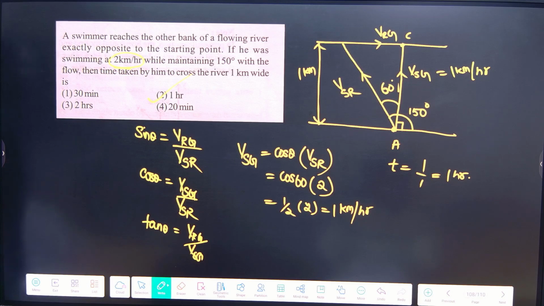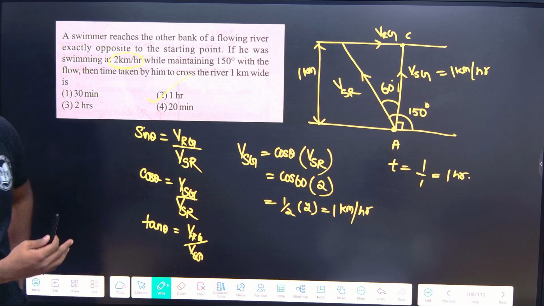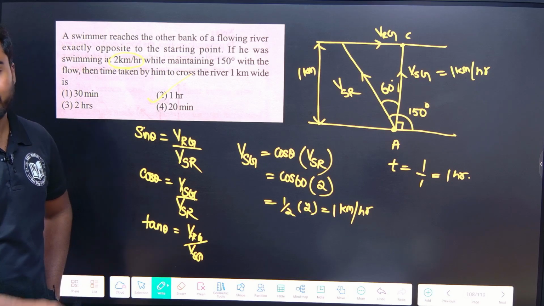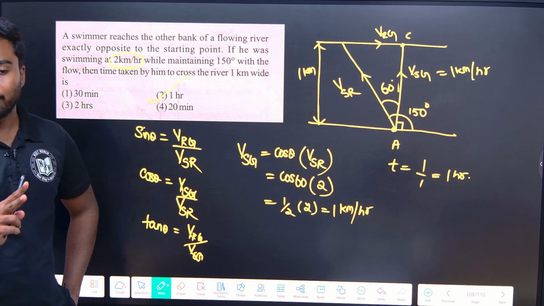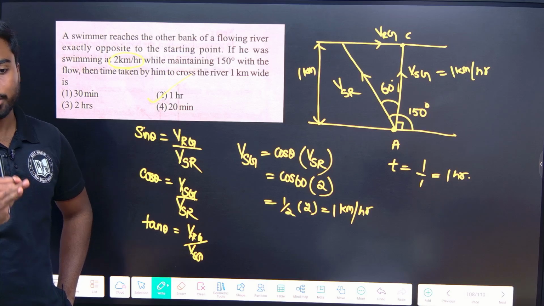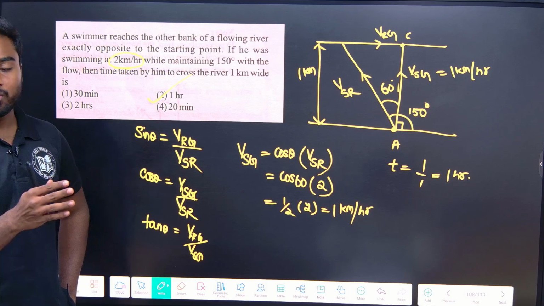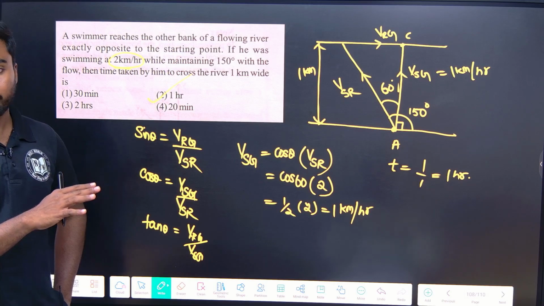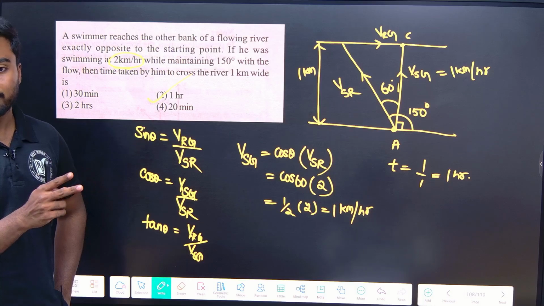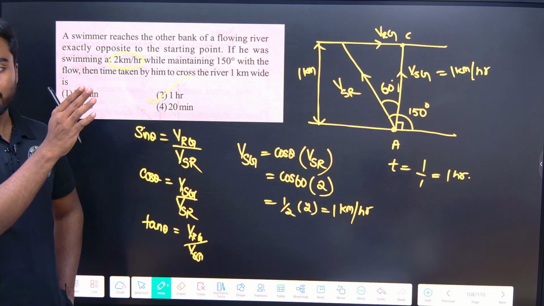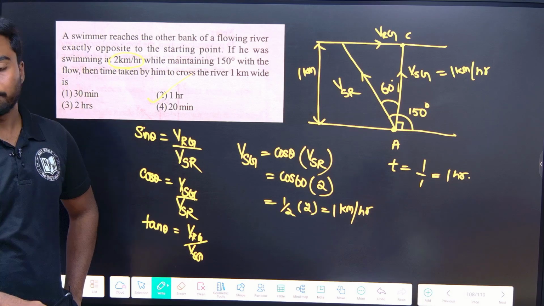We'll see some more questions of this type. If you solve n number of questions for these cases, you will get to understand what they are asking. Two things to remember: one is shortest distance, one is shortest time. Shortest distance means you need to make some angle, the first diagram. Shortest time means he will go straight, but he will go with some angle.